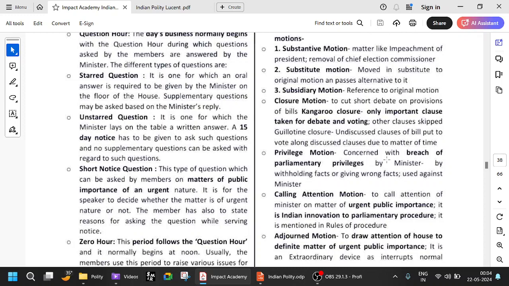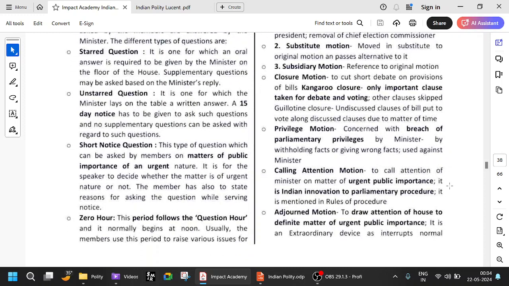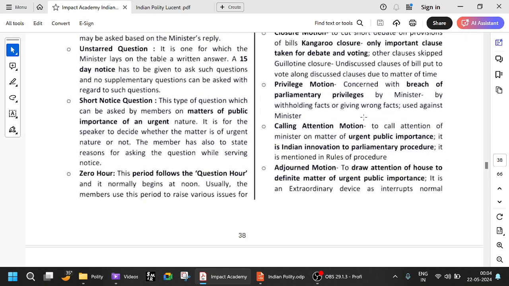Okay, so right information has to be provided to the parliament. Wrong information is also a crime. So calling attention motion, to call the attention of the minister on a matter of urgent public importance. It is an Indian innovation to parliamentary procedure. It is mentioned in the rules of procedure.